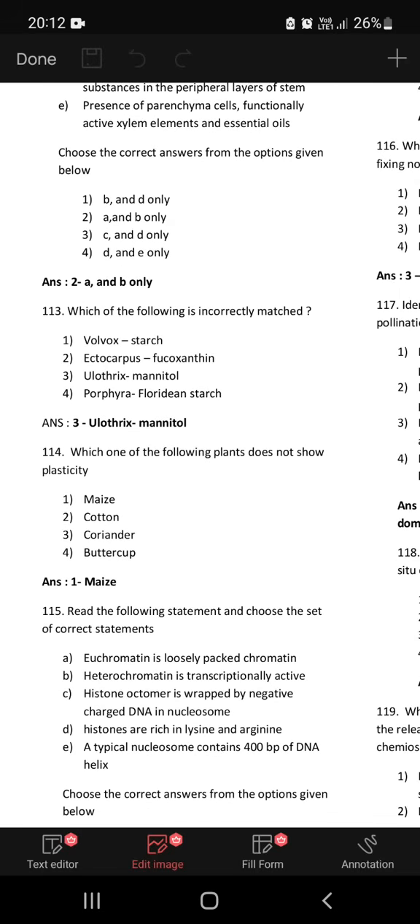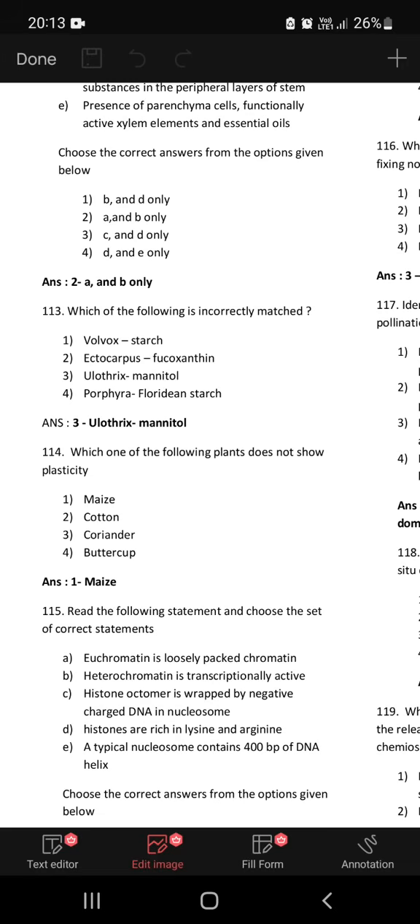Which of the following is incorrectly matched? Volvox starch, so that is the reserve food material in green algae, Ectocarpus fucoxanthin, Oedogonium or Ulothrix mannitol, Porphyra floridian starch. Ulothrix mannitol is incorrectly matched. It is an incorrect statement. So one more incorrect statement question.